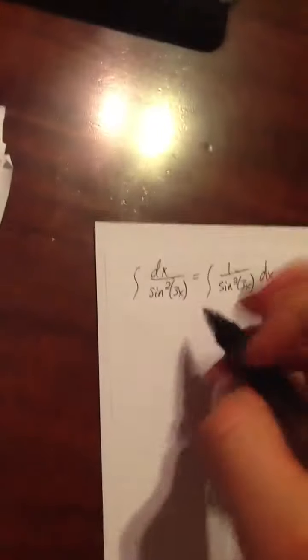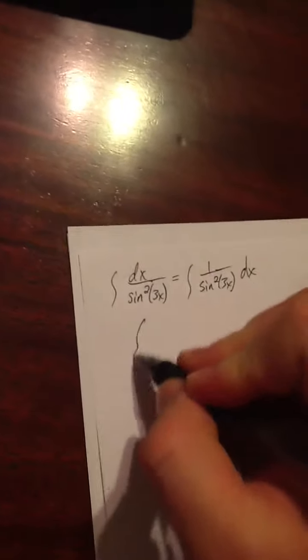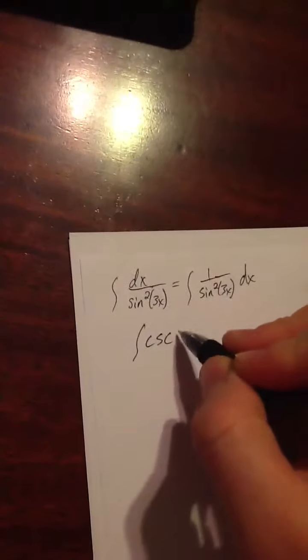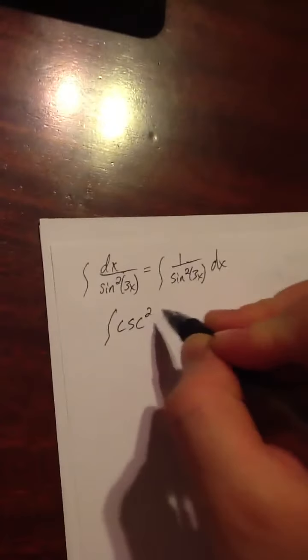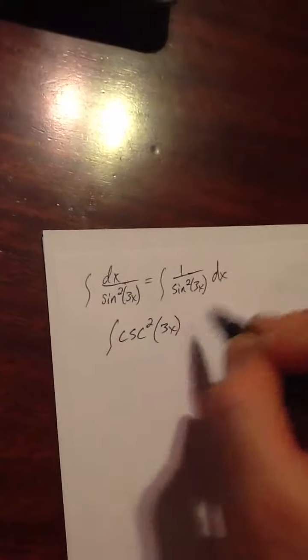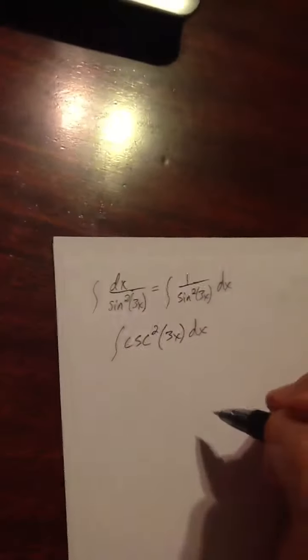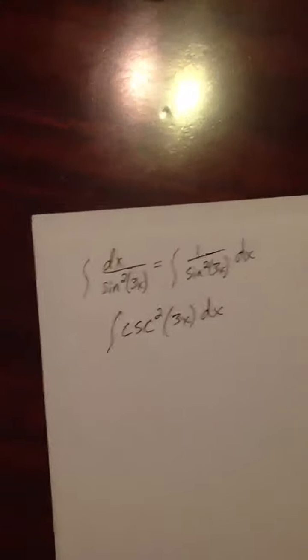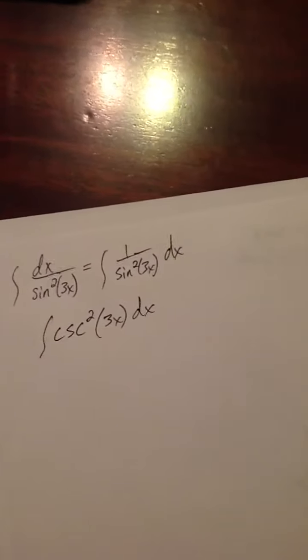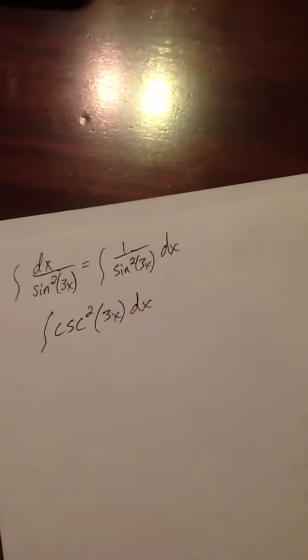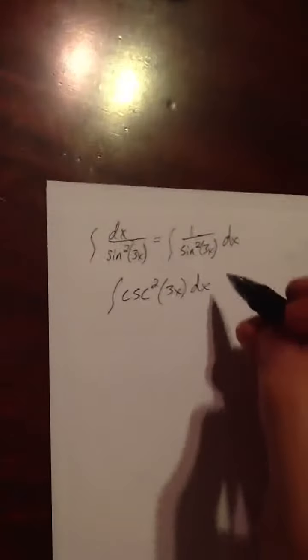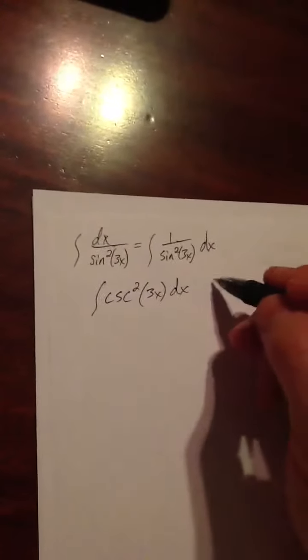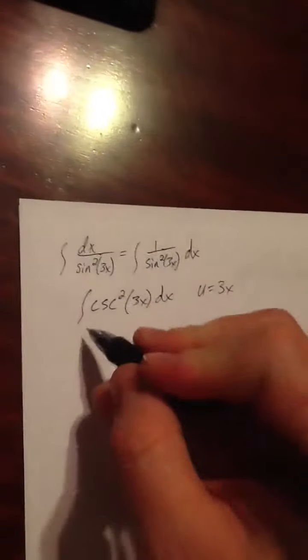So I'm going to change this now to the cosecant squared of 3x dx. Now I'm going to integrate that. Well, I don't know what the antiderivative of cosecant squared is, so I'm going to have to use, well, I know what the integral of cosecant squared is, but I don't know about when the 3x is there. So I'll let u equal 3x and see if magic happens.